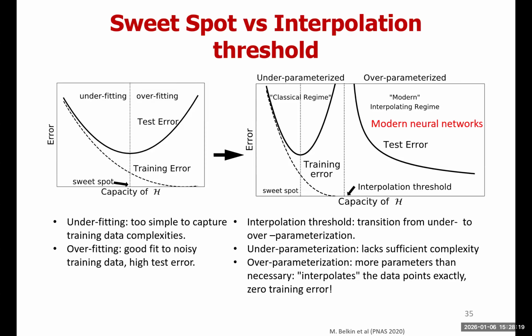So what people understood was that when you over-parameterize, when you have more parameters than there are data points, then it's possible for the test error to actually reduce as a function of the number of parameters. There's a point here called the interpolation threshold, which is the threshold from under-parameterized to over-parameterized. Under-parameterization is a phase that lacks sufficient complexity. Over-parameterization has more parameters than necessary. It interpolates the data points exactly, so you should be fitting noise, but in fact, when you do generalization, it actually works. How is that possible?